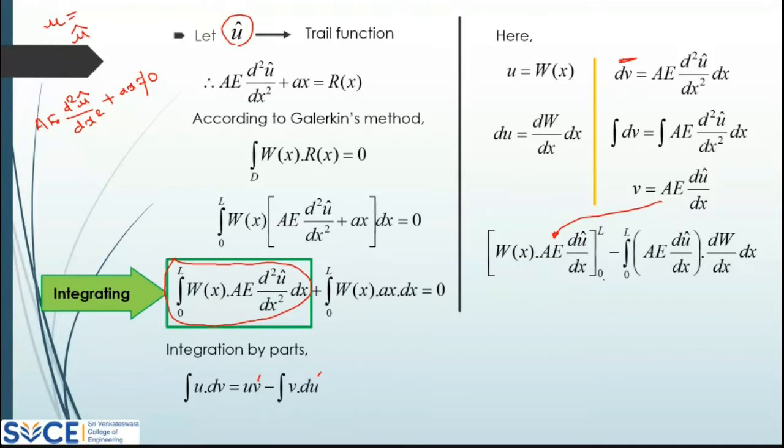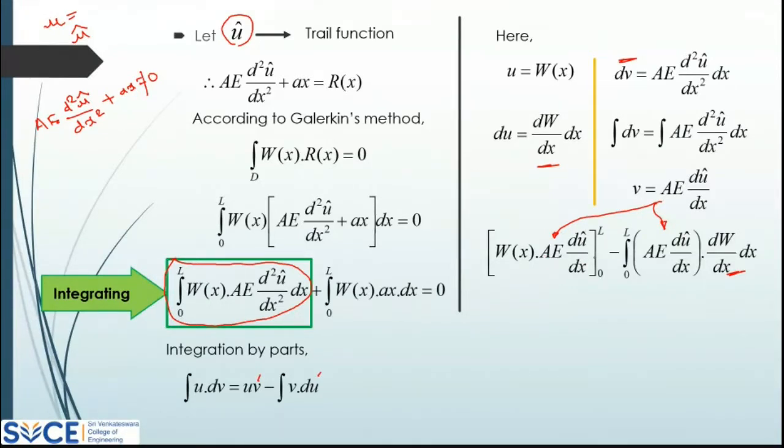So I can apply my limit 0 to L. Okay, minus integral 0 to L, right? AE du by dx. What is this AE du by V? V is AE du by dx. So the same term is applied here, right? Into du. Du is this. So you have it here. Okay, this is my du. So I'm substituting, and I'm getting some equation, something like this, right? So we already discussed what is AE du by dx.